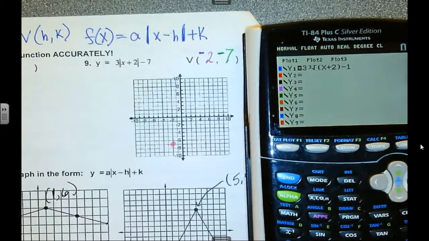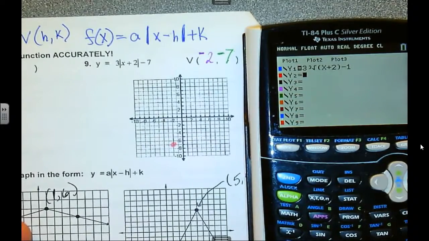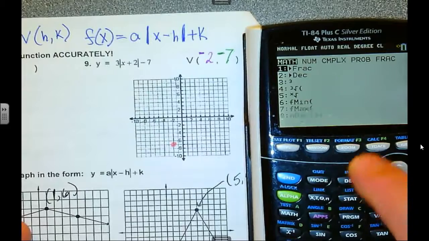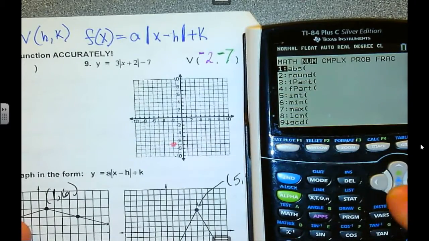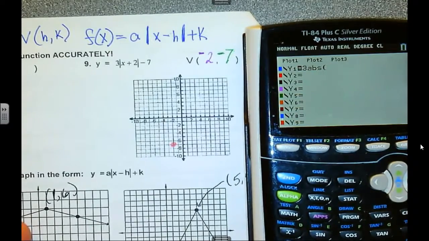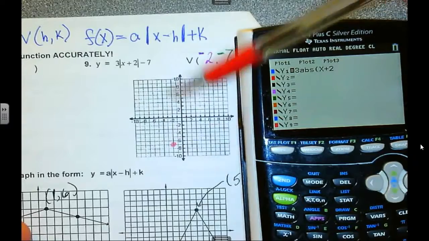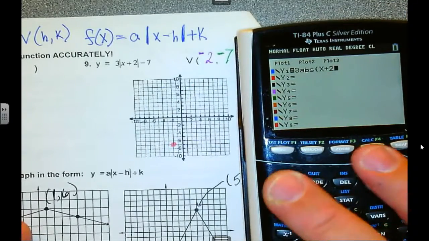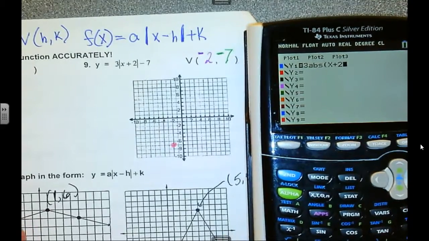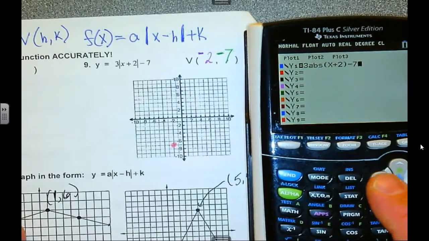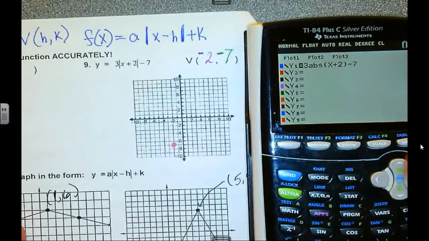You could do it by hand, but I'm not that good, so I'm going to use a calculator. Let me clear this. 3, hit the math key. Absolute value is under NUM, and then hit 1. X plus 2. Because I need at least a couple of good points. Then -7. Oh, I forgot I got my 3 there. So graph it.